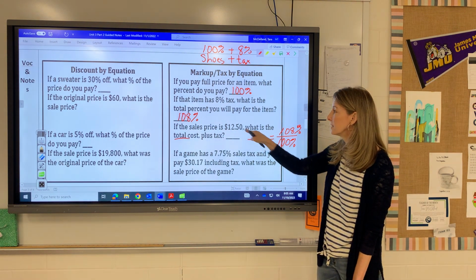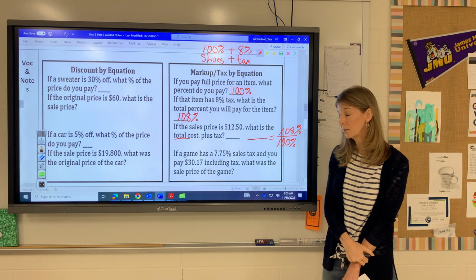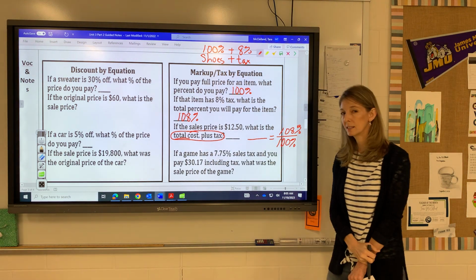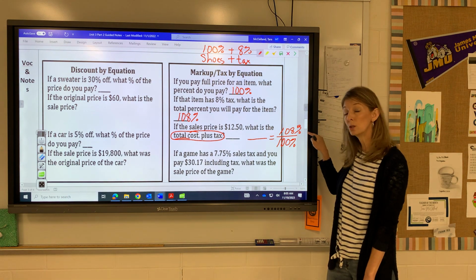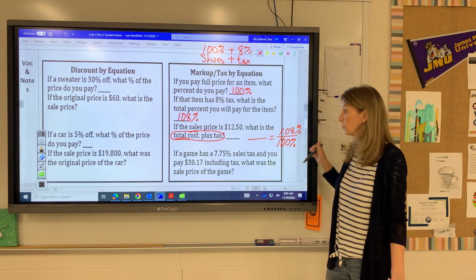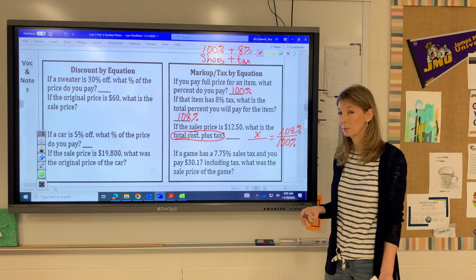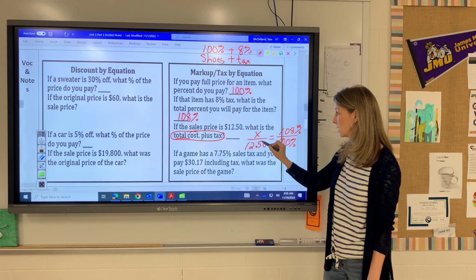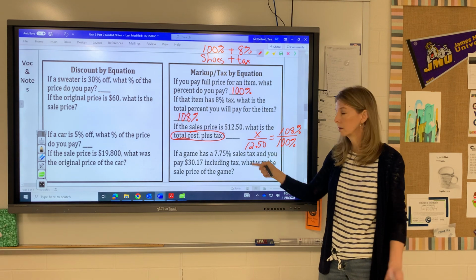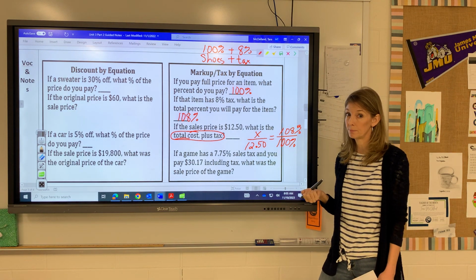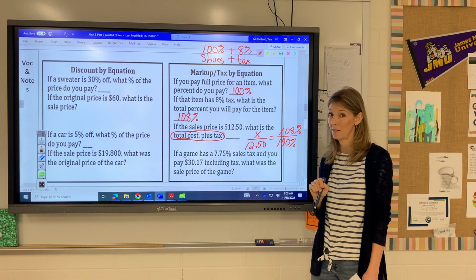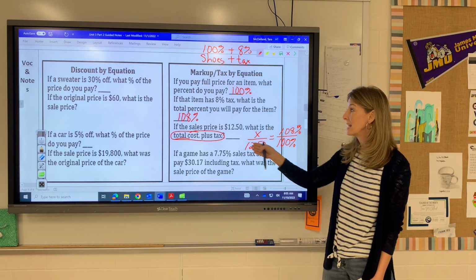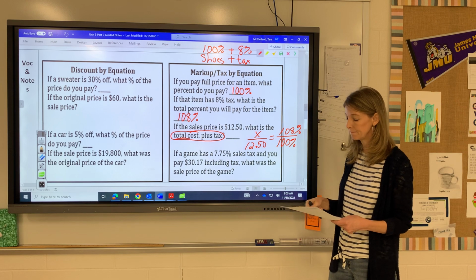Now, it tells us the sales price is $12.50, and we're trying to find the total cost plus tax. So, do we know what we totally paid? We don't. That's the 108%. We don't know that. We know this price down here, the price of the item, say a book, was $12.50. But we're going to pay more than that because we also have to pay tax. You would cross multiply and solve.